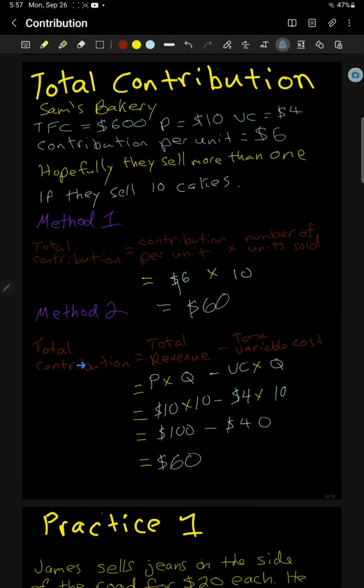Method 2 is total contribution equals total revenue minus total variable costs. So P times Q, price times quantity, minus variable cost times quantity. So price is 10, the quantity is 10, minus the variable cost is 4 times the quantity is 10. 10 times 10 is 100. 4 times 10 is 40. You subtract it, 60. It's the same number. That's the 2 ways to figure out total contribution.